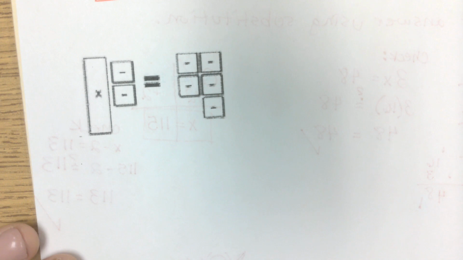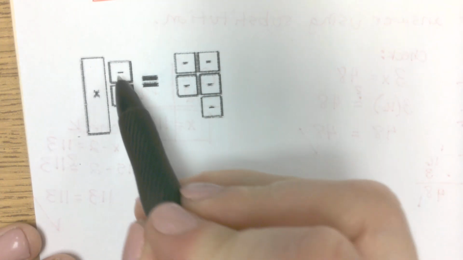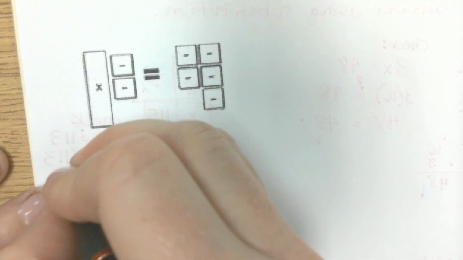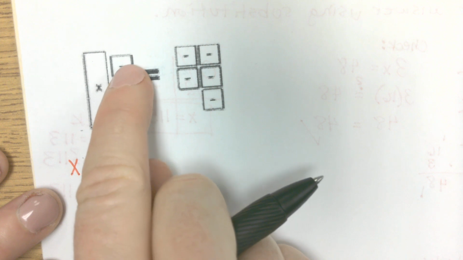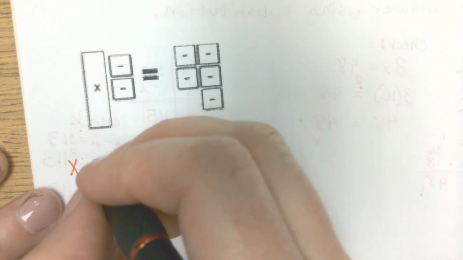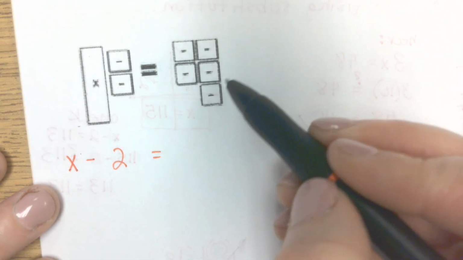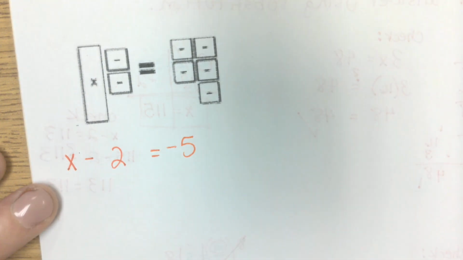Let's go to the next one. Ooh, what do these negatives mean? You owe. Yeah, you owe money basically. So this would be x, because we got one of the x's. And then I have 2 negatives. So it'd be minus 2 equals negative 5.